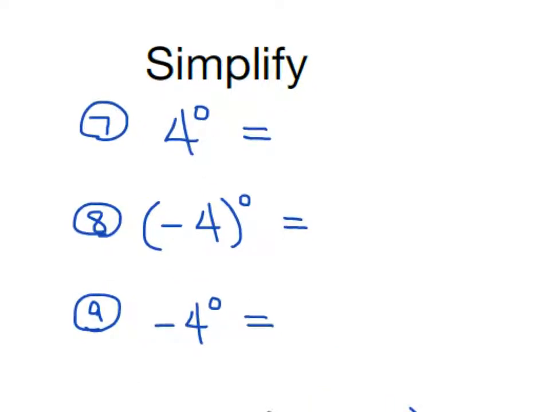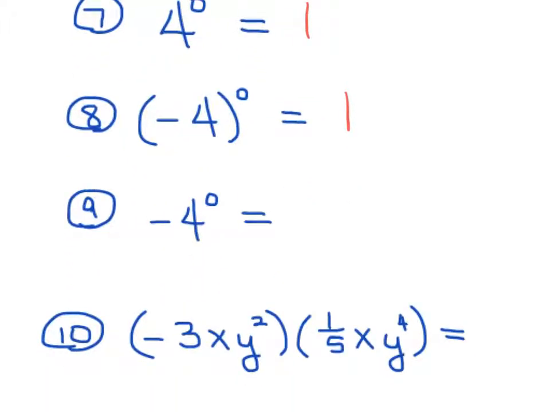4 to the 0 power, what do we get? 1. Now, we have -4, it's in parentheses, so we're raising the whole thing to the 0 power, and this answer is 1. Now, this one, again, remember, the 0 power is only on the 4, so I would evaluate that as a 1, but then the negative sign is going to drop. So this would become a -1.